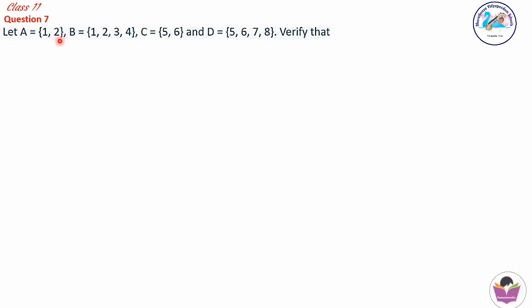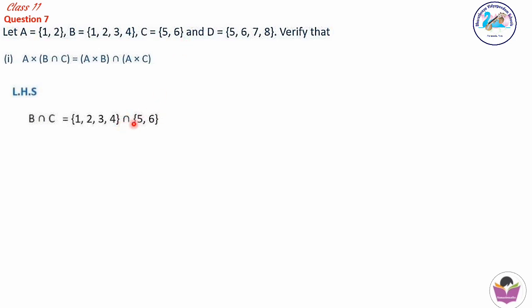Next we shall discuss question number 7. Question is, let A is equal to the set {1, 2}, B is equal to the set {1, 2, 3, 4}, C is equal to the set {5, 6} and D is equal to the set {5, 6, 7, 8}. Verify that the first part, A cross (B intersection C) is equal to (A cross B) intersection (A cross C). This is what we have to verify. So here, first of all, LHS part we can take. LHS is equal to the B intersection C part we need to calculate first. Then only we can take cross product with A. So B intersection C means B set, that is {1, 2, 3, 4}, intersection {5, 6}.